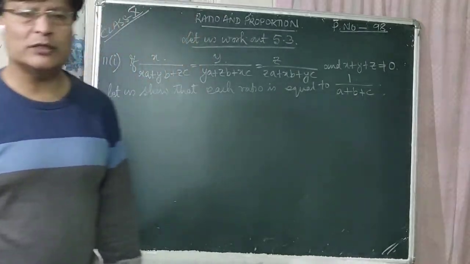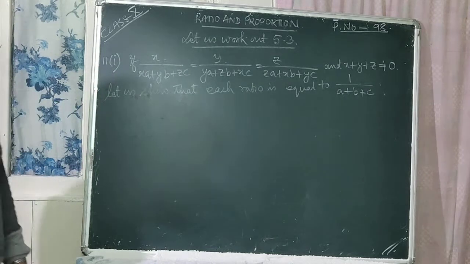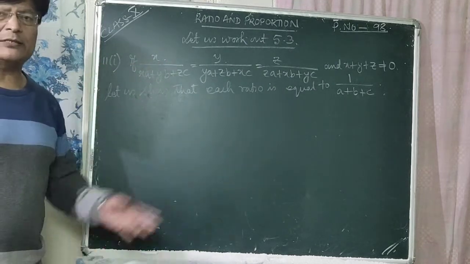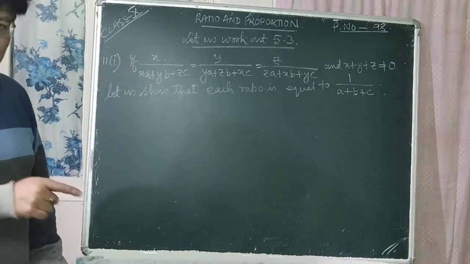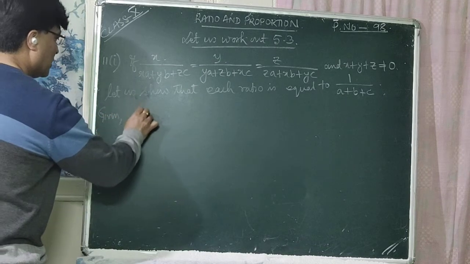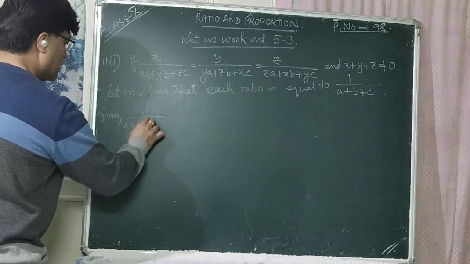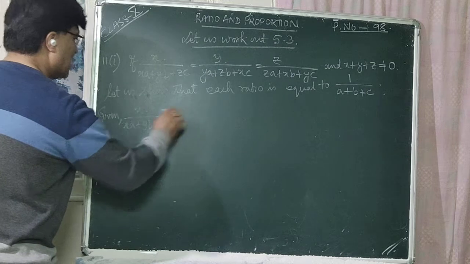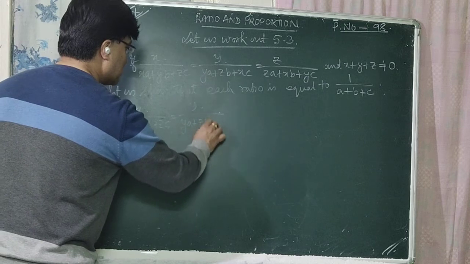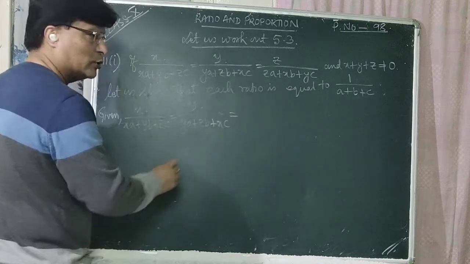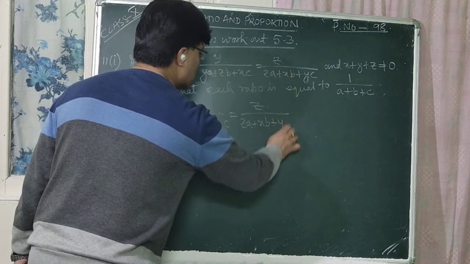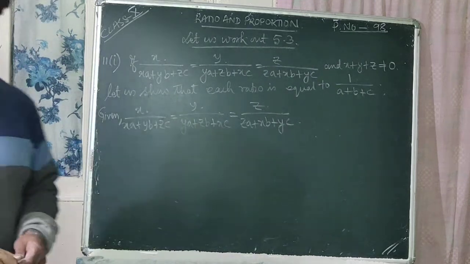So what is addendo here? You can write down that by addendo, each ratio is equal to, you can add those numerators and you can add those denominators. Okay, so let us write down what is given here. x upon xa plus yb plus zc, that is the first ratio, is equal to y upon ya plus zb plus xc is equal to z upon za plus xb plus yc. So this is given, right?